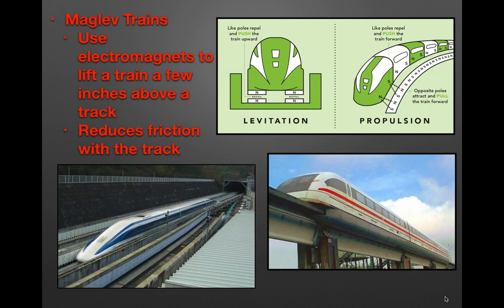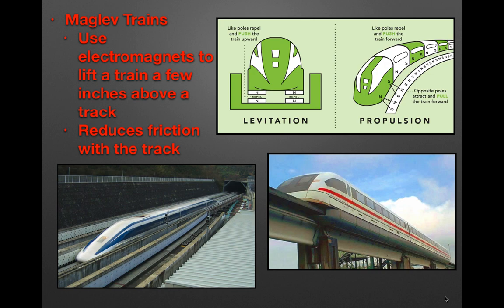A travel application of electromagnets are these cool trains called maglev trains. If you look at the name, maglev trains are trains that are actually levitated by magnets. You can see the picture on the top right there. We know that like charges repel, so if I get a north-north or south-south, it's going to cause that train to levitate off the track, and that's how maglev trains levitate themselves off the track. They use electromagnets to lift a train a few inches above the track.